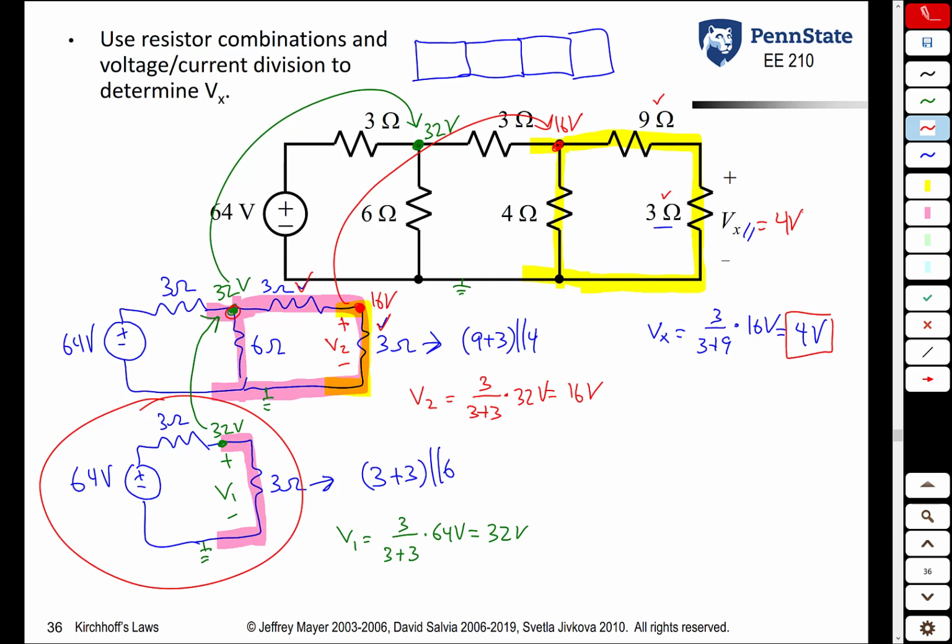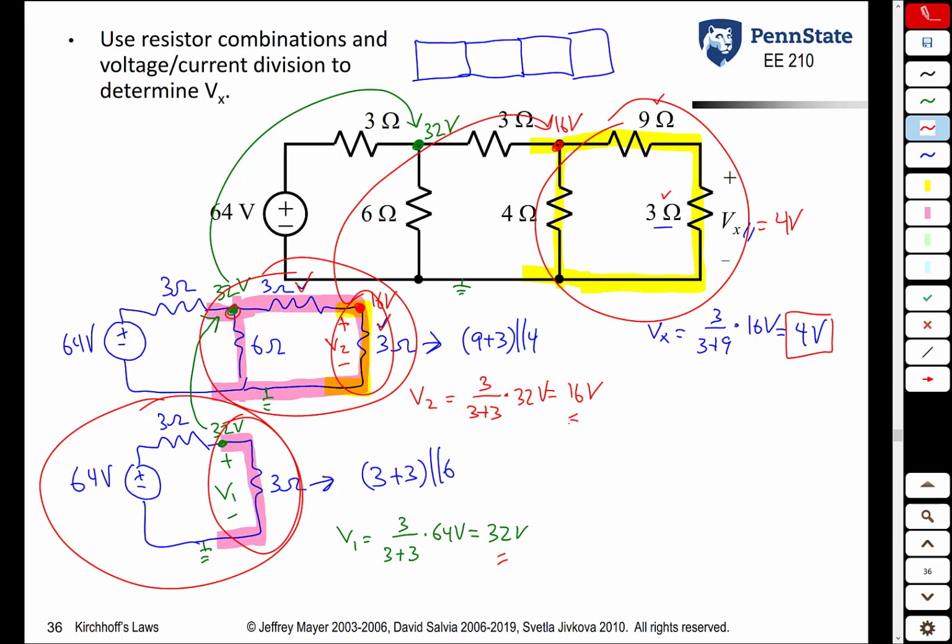So once again, the way we solved this is we did 2 stages of collapsing the circuit, combining these 3 resistors into this one, then combining these 3 resistors into this one, and then we did 3 subsequent stages of voltage division. One to get V1, one to get V2, and finally to get Vx, our final answer.